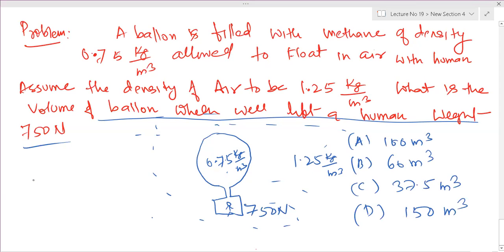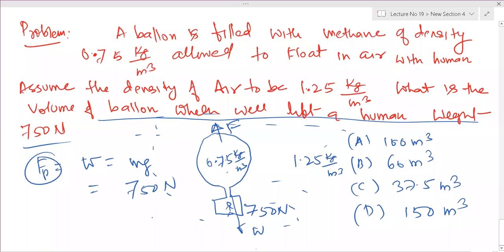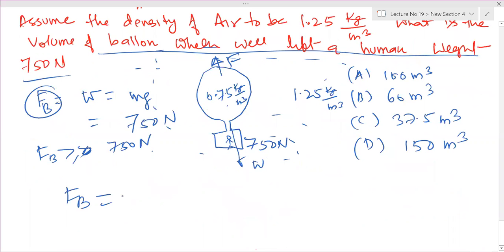Okay, so this is your W and this is your F. So F will be equal to W, and that is your mg, that is your 750 Newton. So this buoyant force must be equal to 750 Newton, just to lift the object, means buoyant force must be equal to or greater than 750 Newton. Right? So what is the amount of buoyant force? The buoyant force is equal to the weight of fluid displaced.